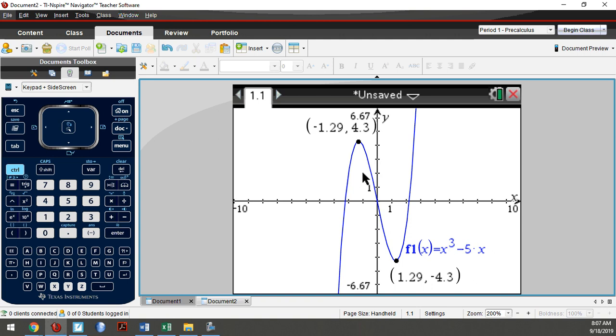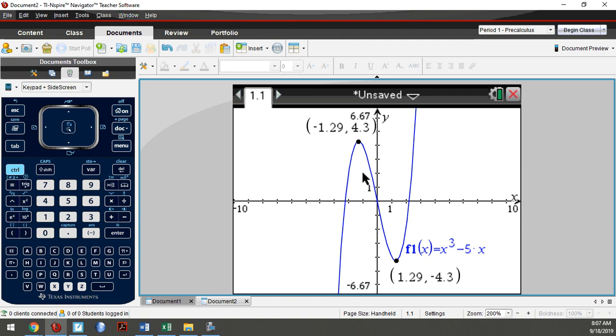So this means that this is a very, very strong possibility that this is going to be an odd function, because not only did I see that it was going to be symmetrical across the origin, it also has my ordered pairs being completely opposite. Do we understand that? Okay.